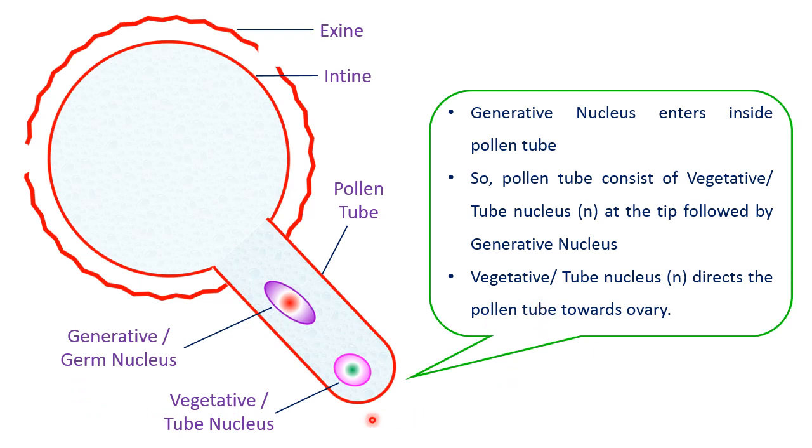Now, as the pollen tube grows further inside the style, the generative nucleus enters inside the pollen tube. So, now the pollen tube consists of the vegetative nucleus at the tip followed by the generative nucleus. The role of the tube nucleus or vegetative nucleus is to direct the pollen tube towards the ovary. So this represents a pollen tube with the vegetative nucleus and generative nucleus.